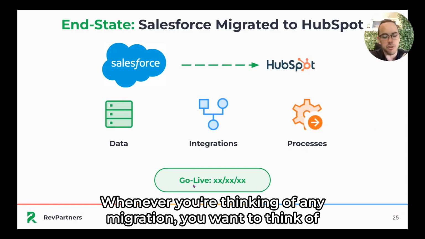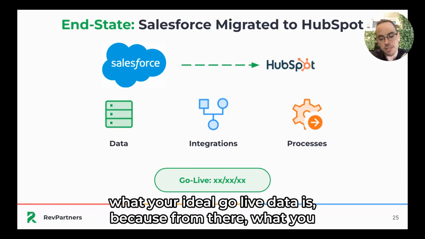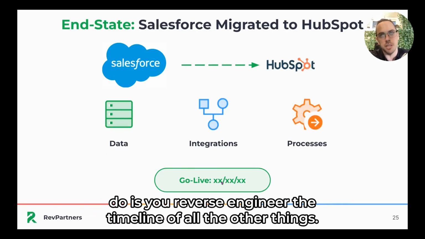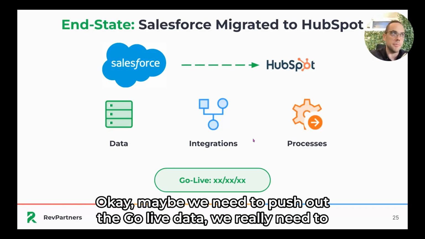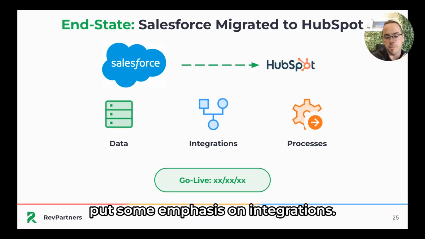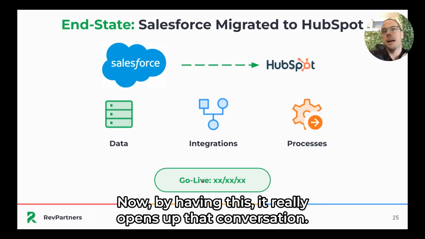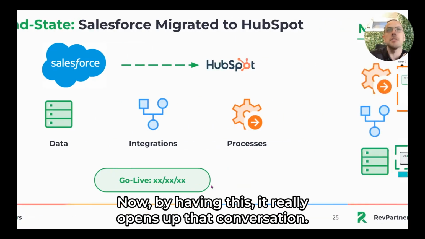Whenever you're thinking of any migration, you want to think of what your ideal go live date is, because from there, what you do is you reverse engineer the timeline of all the other things. Like, oh, this integration is going to take a couple months. This other one's going to take a couple months. Okay, maybe we need to push out the go live date, or we really need to put some emphasis on integrations now. By having this, it really opens up that conversation.